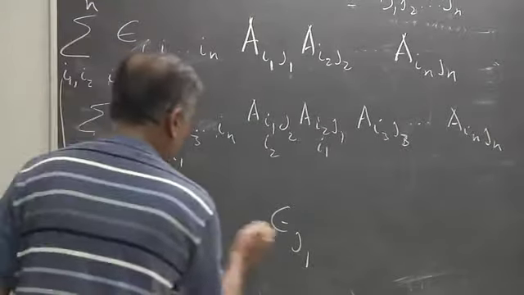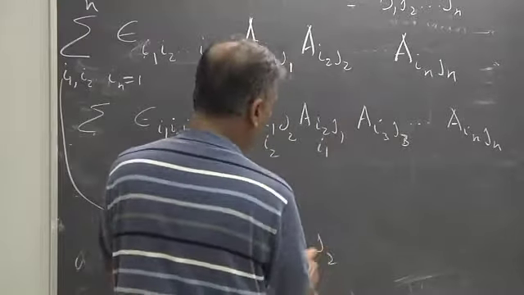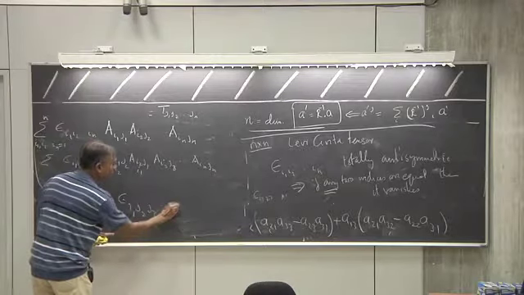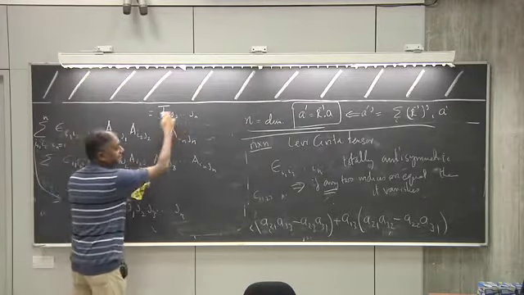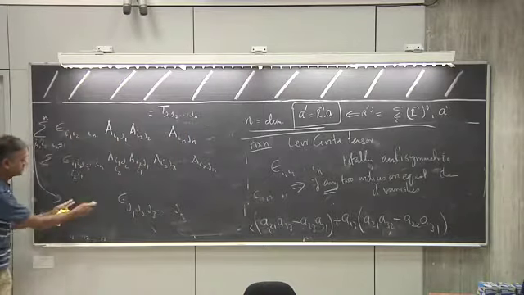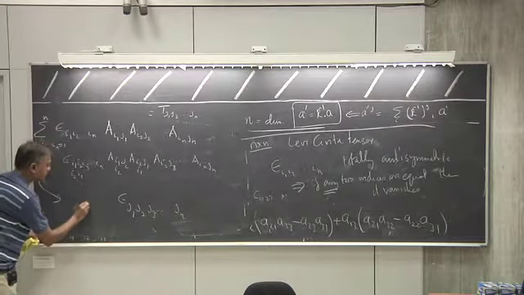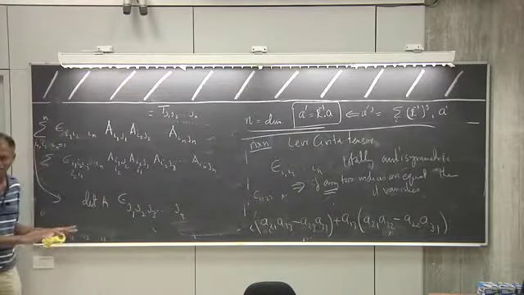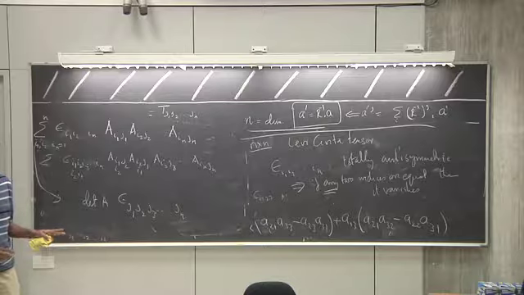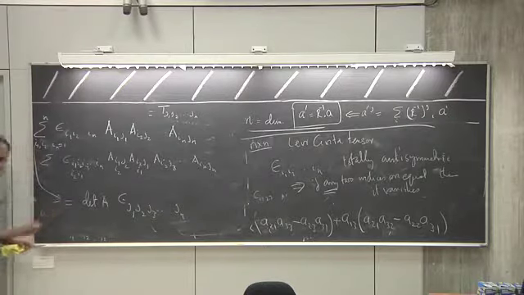Okay, so let me first write down. I know that this is going to be proportional to that because I have already proven that this is totally antisymmetric. So it will be some number times that. That number is what is called the determinant of E. So this is the definition of determinant of E. Okay? This is the definition.